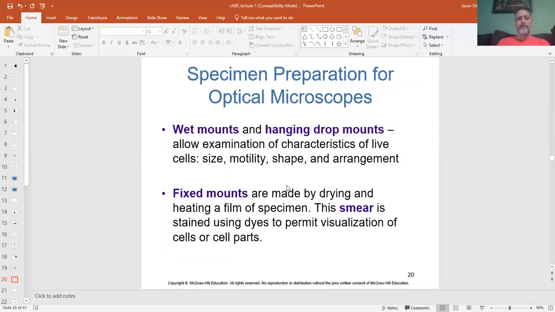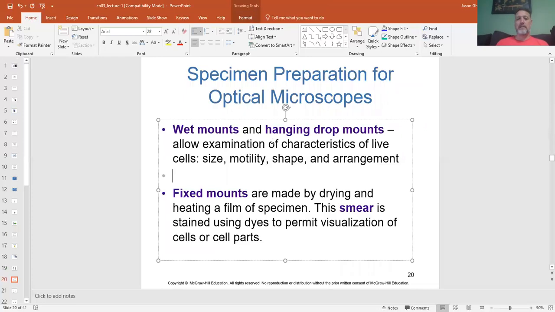Types of slides. Wet mounts and hanging drops. These are for looking at living organisms. Wet mounts, you put a specimen onto, usually water, on a slide, and you cover it with a cover slip. You can see the size, watch them moving around. You can see some arrangements on them. Hanging drop is just like it says. Instead of being directly on the slide, you put it on the cover slip and it hangs down into a well on the slide.